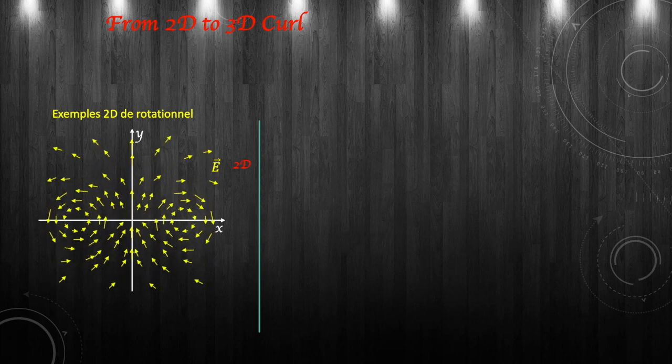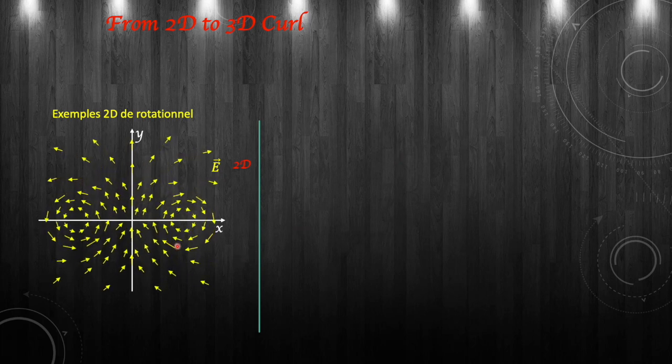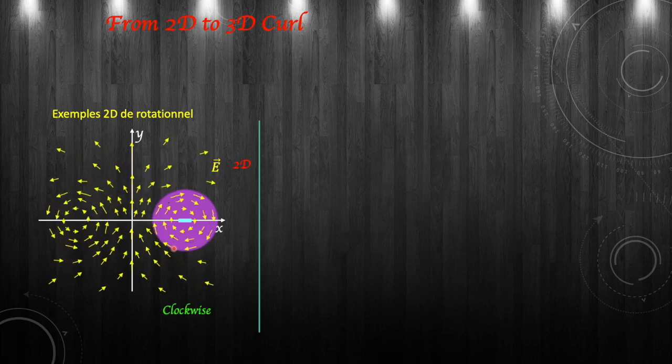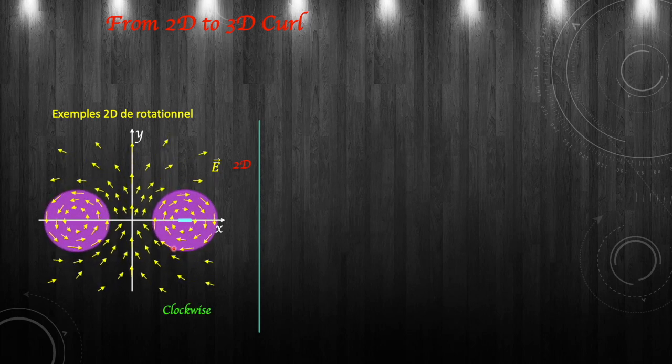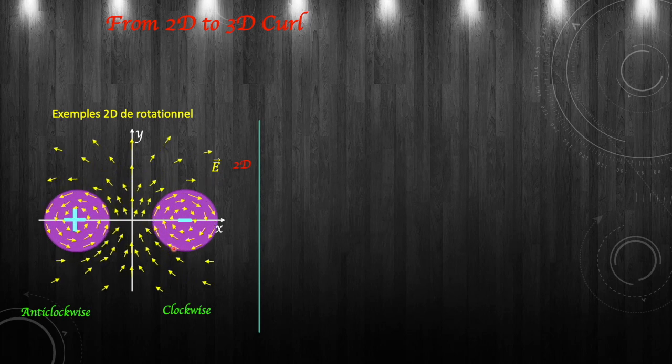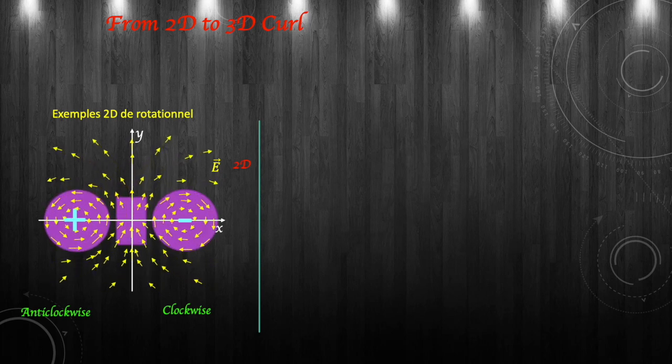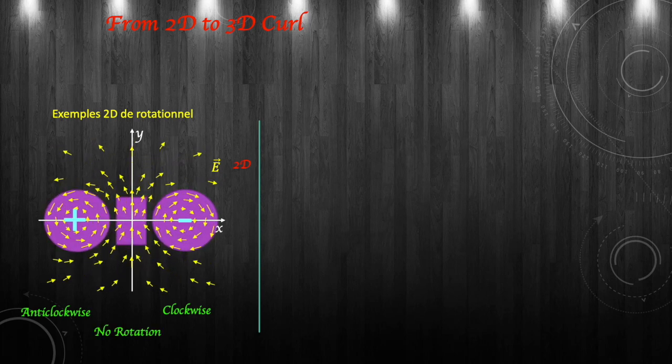For example, consider field lines in 2 dimensions. A clockwise field results in a negative curl. A counterclockwise field gives a positive curl. A field with no rotation has a curl of 0.